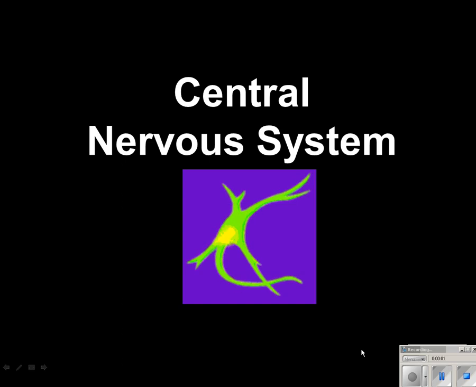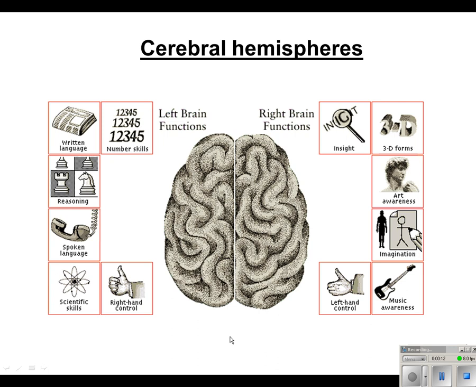Now that we've learned about the overall umbrella concept of the nervous system, let's talk about the divisions of the nervous system. First, we're going to talk about the central nervous system. Now, central, think of center, and that's going to include the brain and spinal cord. But let's first talk about the brain. It's intriguing because there's different functions of the brain. There's left brain functions and right brain functions, and some people are more left brain versus right brain.